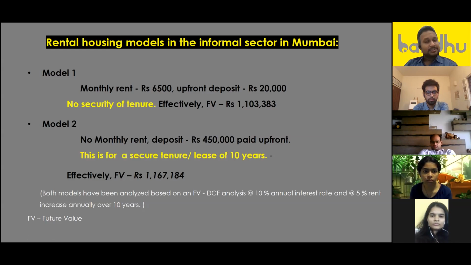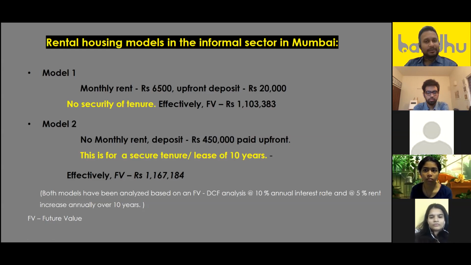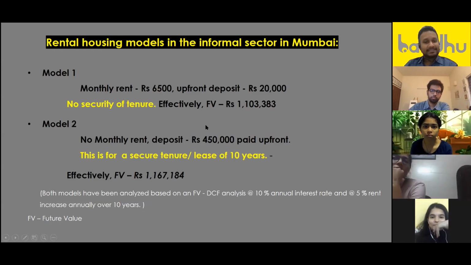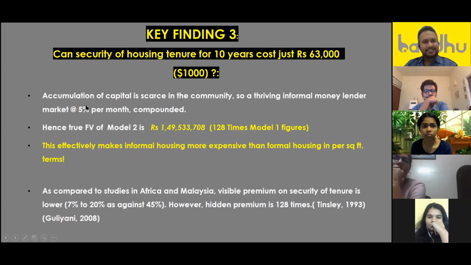And then you say, well, this is maybe not a valid way of comparing the two, because no one has that money upfront. When they do, they have to lend it. They effectively lend it in the market. And that's where you realize it's being lent at 5% per month. You compound that, it's 128 times that figure. So if it's 1.1 million rupees, it's 128 million rupees. So effectively, over a 10-year period, that is your cost of informal, affordable rental housing in true financial sense.